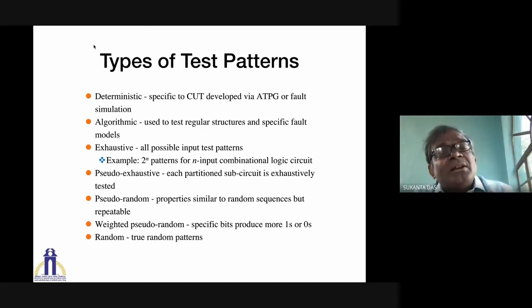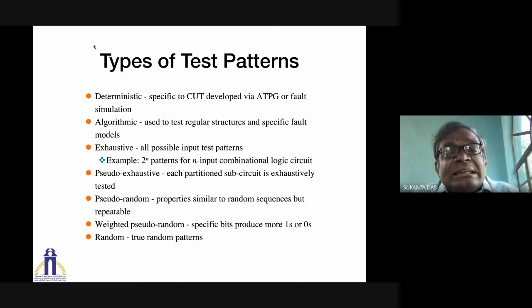There is another kind of test patterns called algorithmic. It is used to test regular structures and specific fault models. So test patterns are generated by some algorithm. This is not of our interest, but it's possible. Before BIST, this algorithmic structure was there.